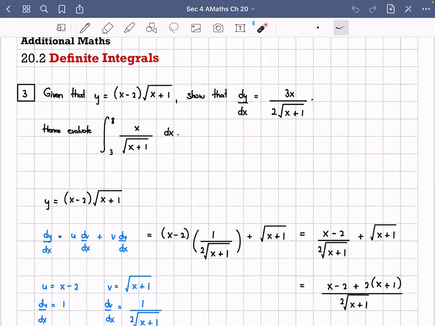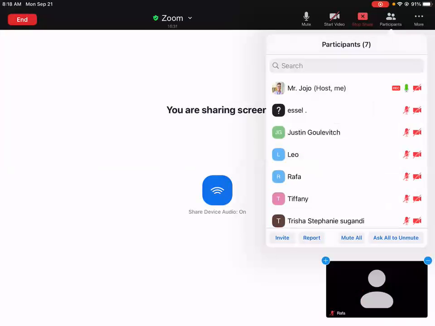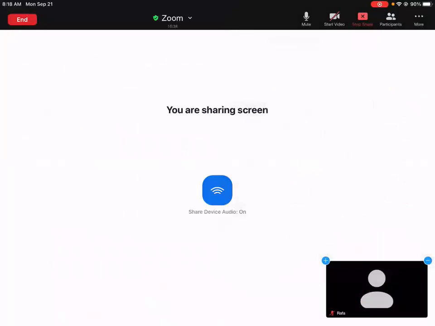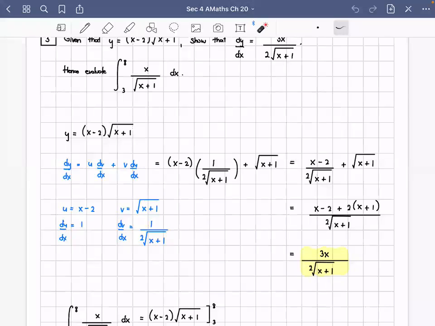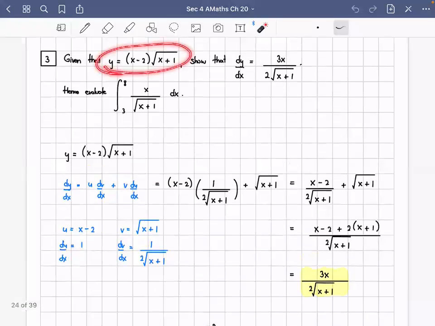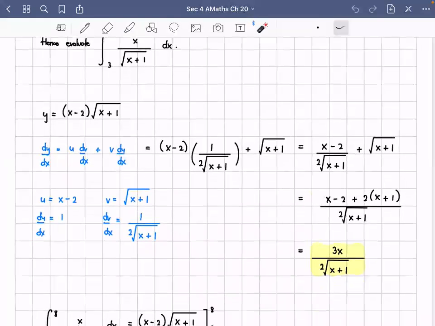Okay, so that's it. So how do we answer this kind of question? Now, first step here is we're given this value of y, and then we need to get the derivative of this. We need to show that when you derive this, you'll get this answer right here. So we basically go back to differentiation here.